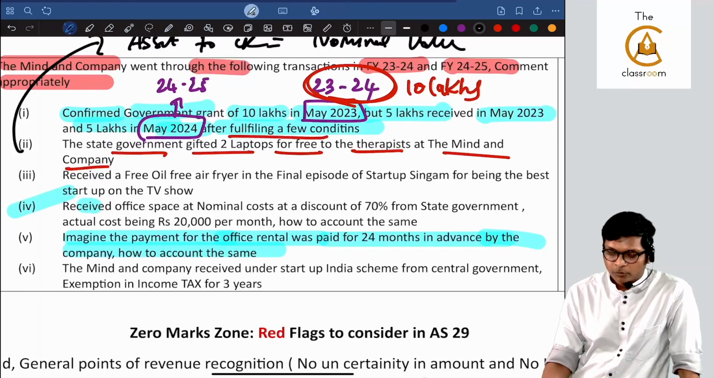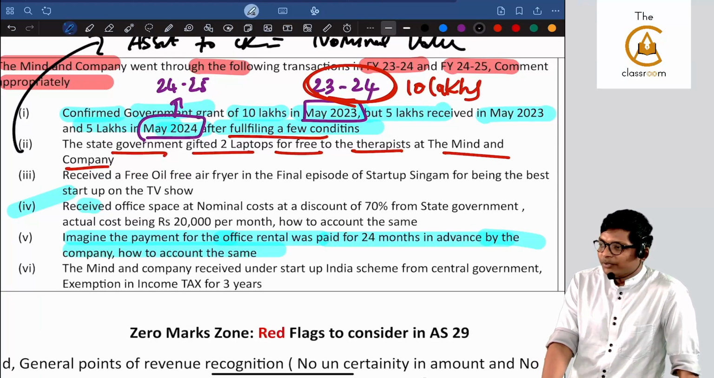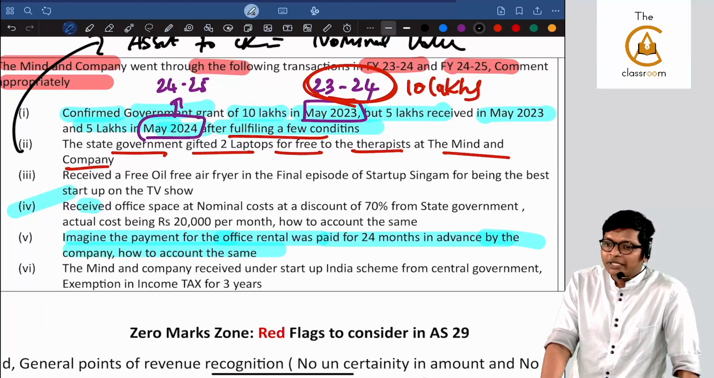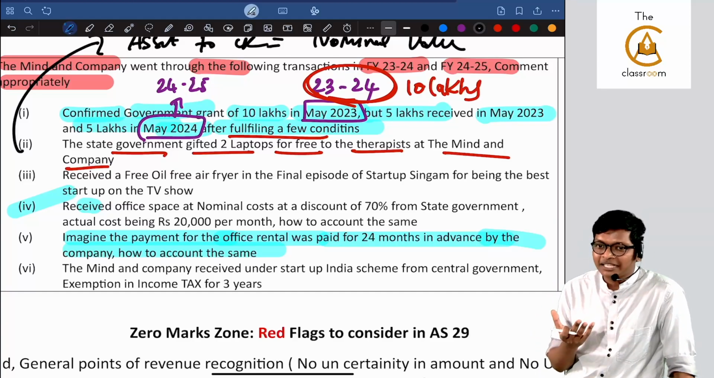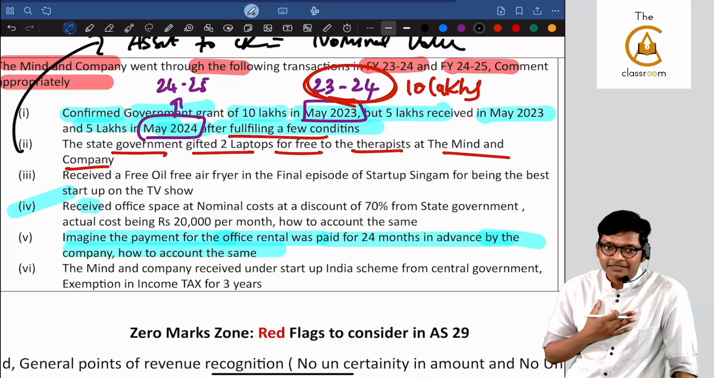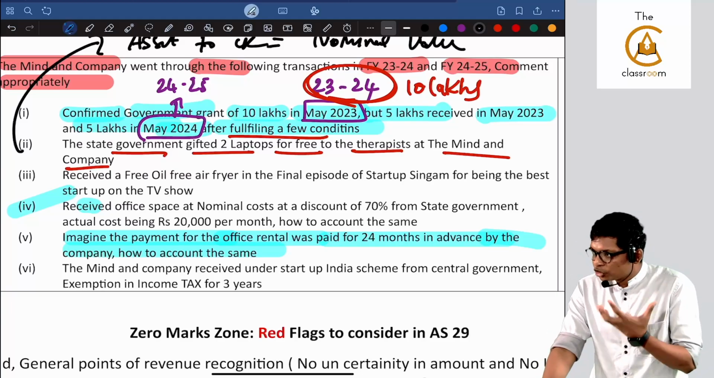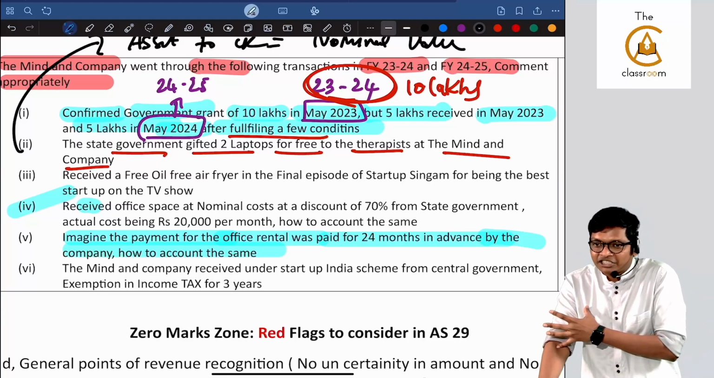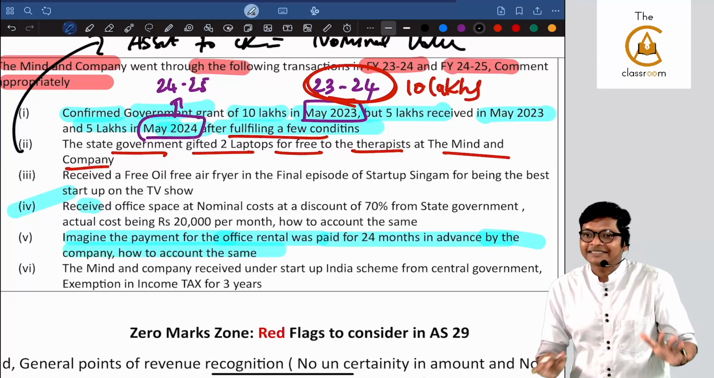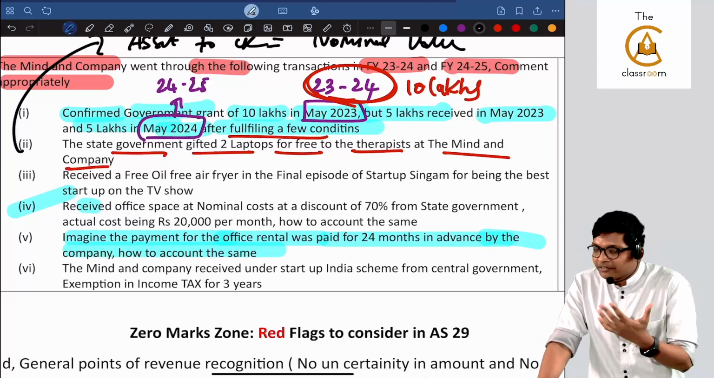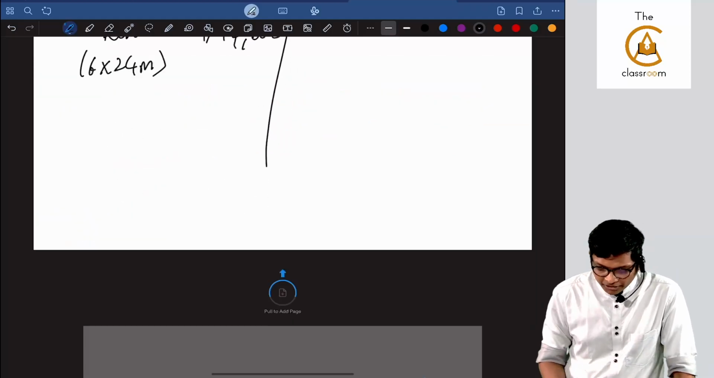For these kinds of questions, simple. Nothing to do with AS 12, guys. Basic accounting. Prepaid rent. That's it. You will show it as a prepaid asset in the balance sheet. 12 months will be expense, 12 months will be prepaid asset. Are you following, guys? You have to think with basic accounts. So what will be the entry for that if you have to pass it?